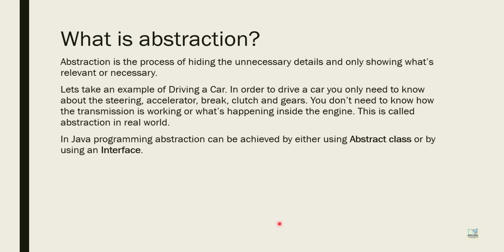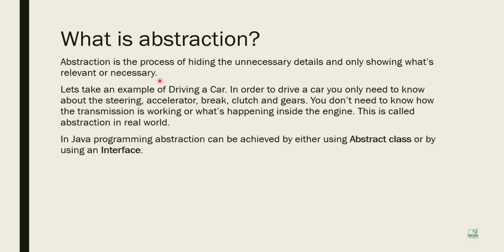First, let us discuss what is abstraction. We know that abstraction is one of the properties of object-oriented programming. But what exactly is abstraction? We can say that abstraction is the process of hiding the unnecessary details and only showing what's relevant or necessary.